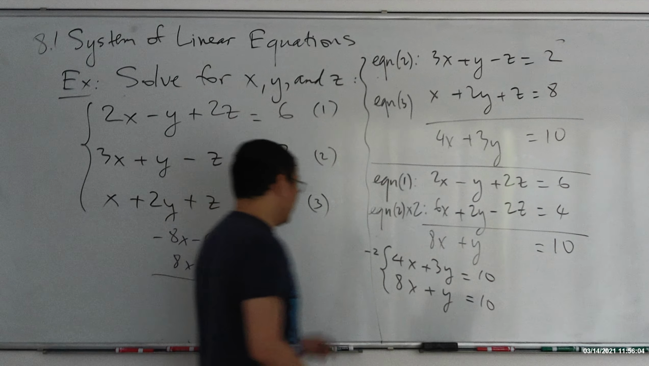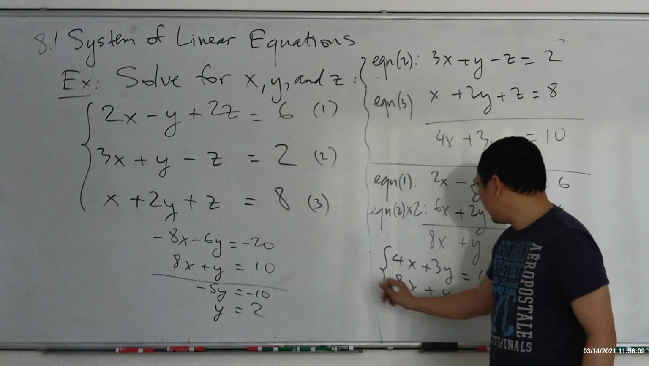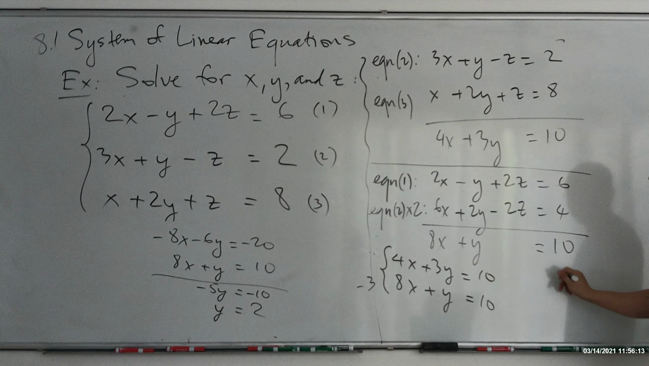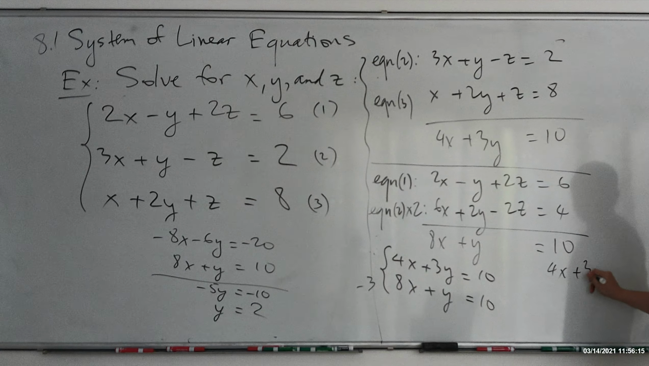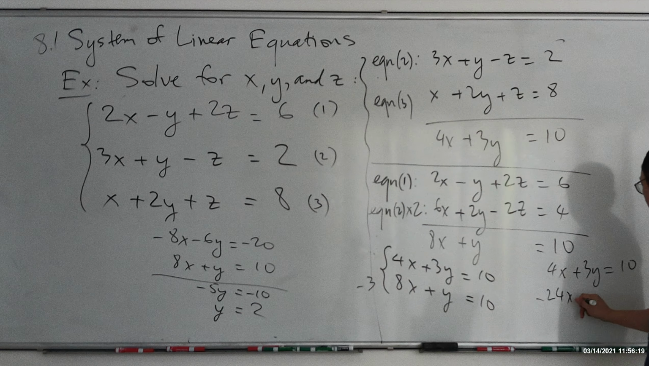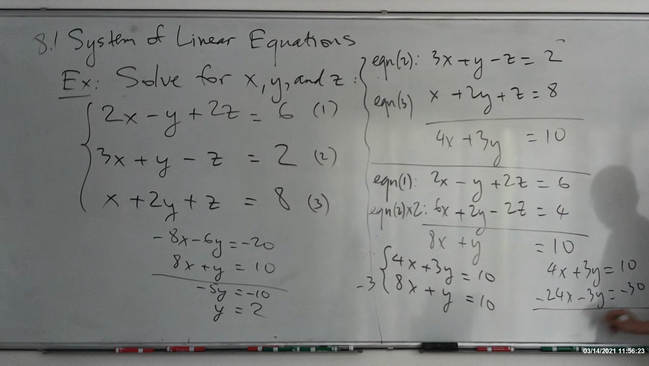Alright? Now we have y ready. I can also times the second equation right here by negative 3, so I got negative 3y, and I can solve for x. I got 4x plus 3y equal to 10, and negative 24x minus 3y equal to negative 30. So negative 20x is equal to negative 20. Of course, x is equal to 1. Divide both sides by negative 20.